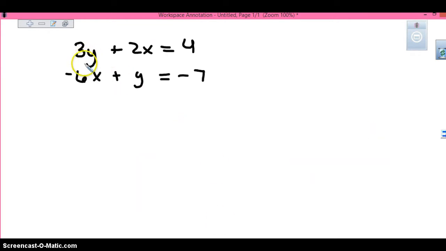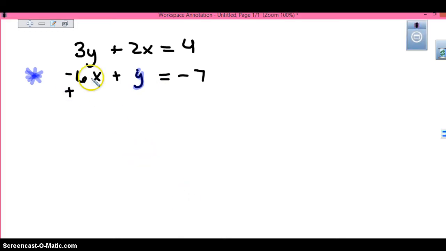We have to solve by substitution. 3y plus 2x equals 4. Negative 6x plus y equals negative 7. Now, in these two equations, they're not ready to solve by substitution. We need a variable by itself. So if we look at both equations, y is the only term that has a coefficient of 1. So that means that this second equation would be the easiest one to change to have the y by itself.